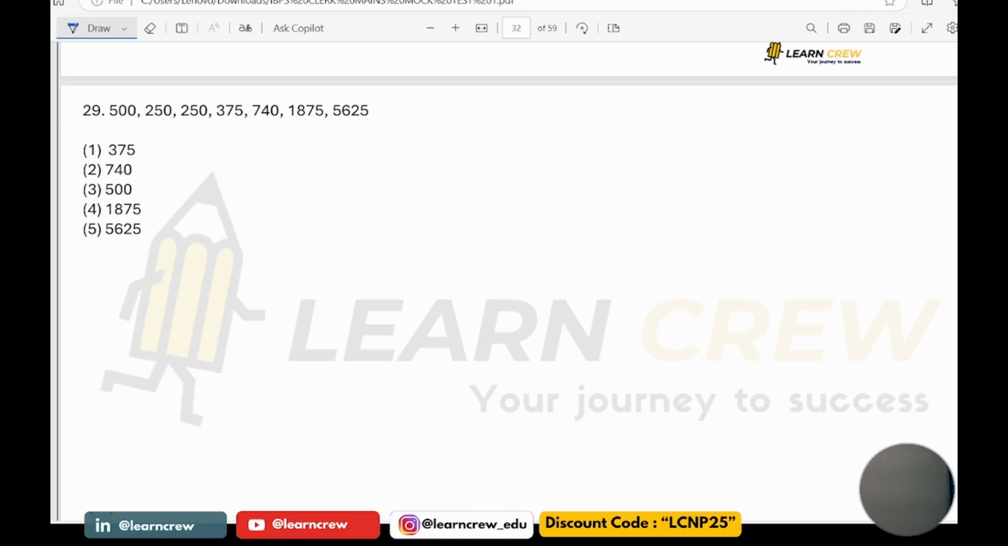500, 250, 250, 375. If you see here, 500 into 0.5, 250 into 1, and 250 into 1.5. Then 375 into 2 is 750. So 740 is the wrong number.